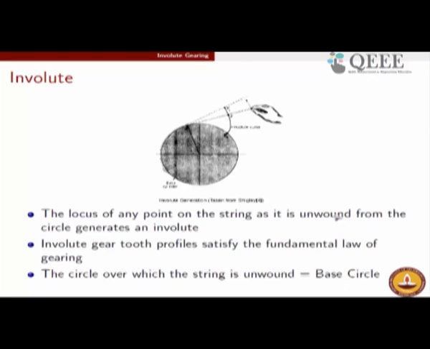Just to repeat myself, there is a string which is initially taut around this circle. This taut string is being unwound. As this string is being unwound, any point, for example this point which I have marked as T on this string, will generate a curve, and that curve is known as the involute curve. The circle itself over which the string was initially wound and in the process of unwinding has generated that involute curve, that circle is called the base circle corresponding to the involute. Okay, so these are the geometric terms that we will have to get ourselves acquainted with.